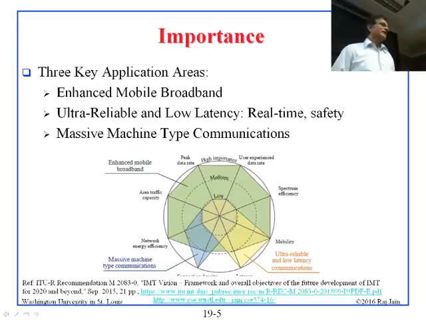Okay, they call it MTC, machine type communication, massive machine type communication. For that, connection density is highly important. But for the cell phone, these other things are more important.